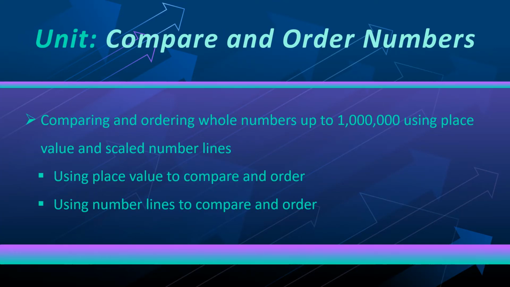In this unit, we're comparing and ordering whole numbers up to 1,000,000 using place value and scaled number lines. We're going to use place value to compare and order, which could include a place value chart, as well as using number lines to compare and order.